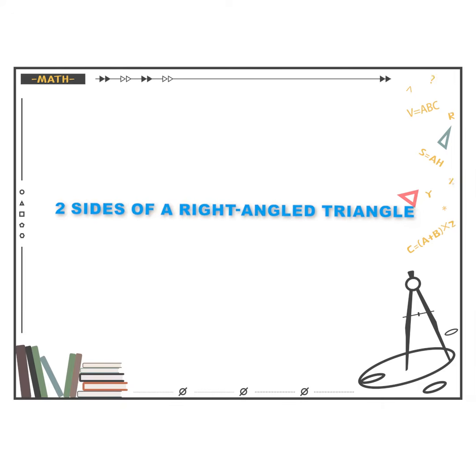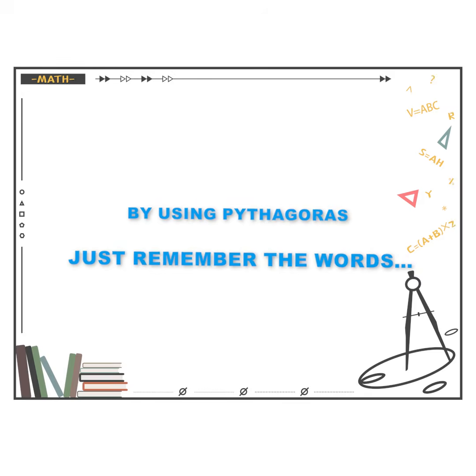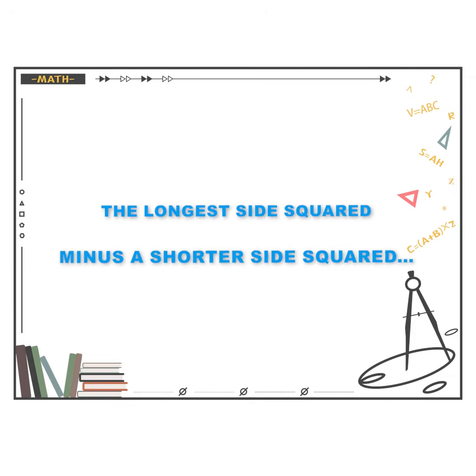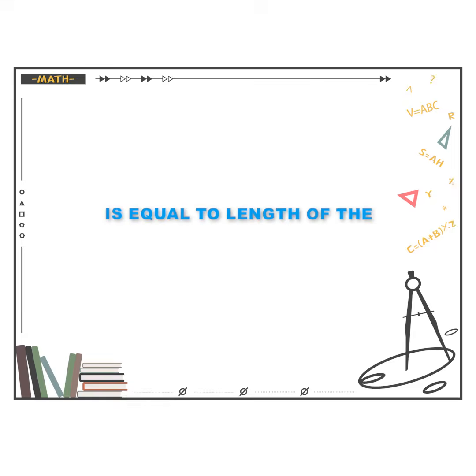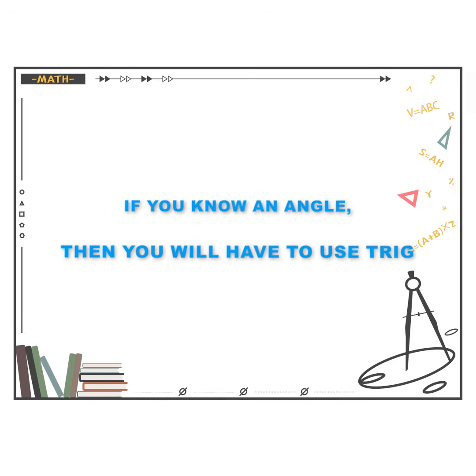Two sides of a right angle triangle, and get the third by using Pythagoras. Just remember the words: the longest side squared minus the shorter side squared is equal to the length of the other side squared. If you know an angle, then you'll have to use trig.